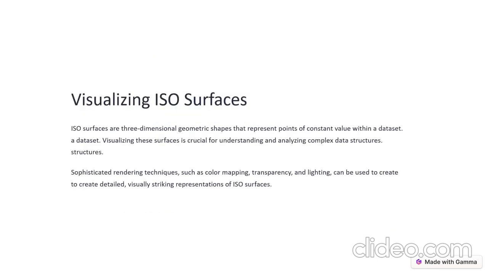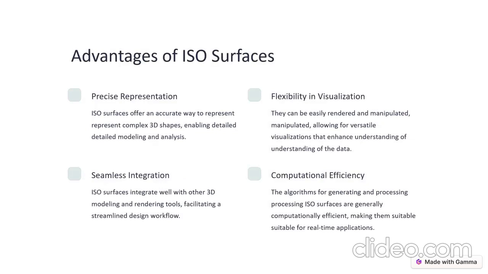Now, visualizing ISO surfaces. ISO surfaces are three-dimensional geometric shapes, as we already talked about in the previous slide, and they represent points of constant value within the dataset. Now these are the advantages of using ISO surfaces: precise representation, seamless integration, flexibility in visualization, and computational efficiency. These are good and powerful advantages of ISO surfaces, which is the reason to use ISO surfaces in this current era.